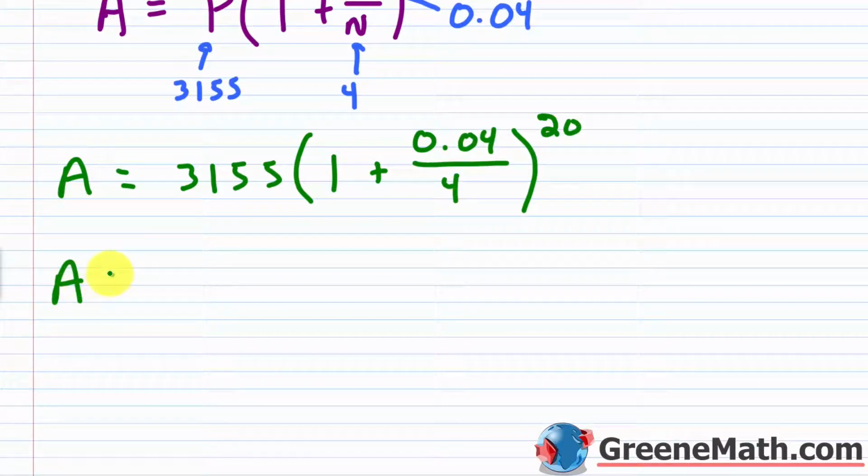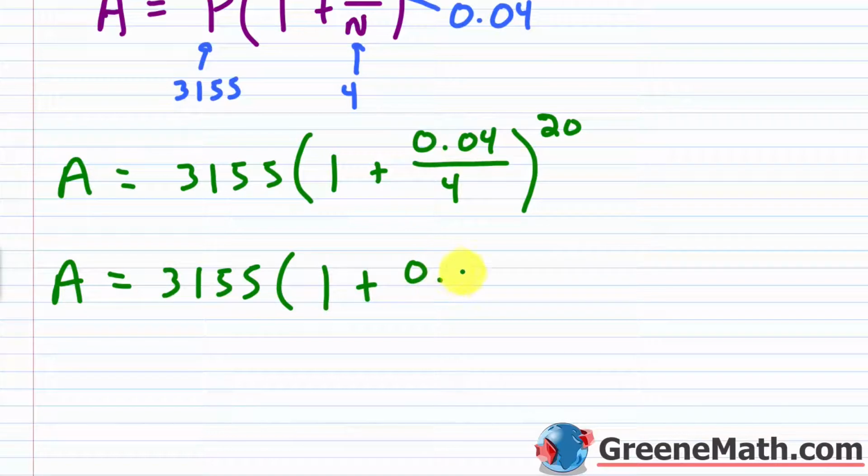So I'm going to say A is equal to 3,155 times, what is 0.04 divided by 4? That's 0.01. So this would be 1 plus 0.01, and I'll just go ahead and say that's 1.01. So this is 1.01, and this is raised to the power of 20.